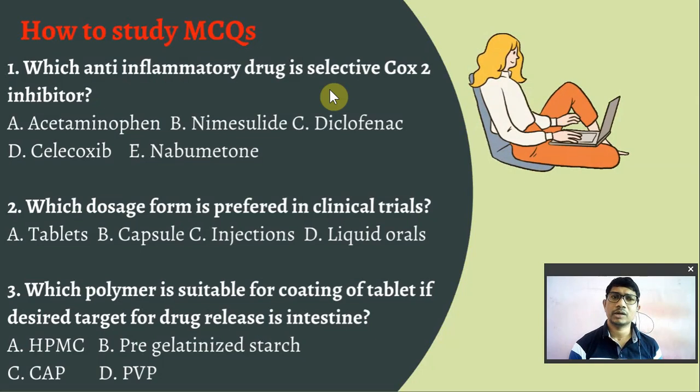Third point: what is the use of this paracetamol? Paracetamol is used as an analgesic and antipyretic. Antipyretic means that the drug will decrease the body temperature. So it is an analgesic and antipyretic, not an anti-inflammatory drug.